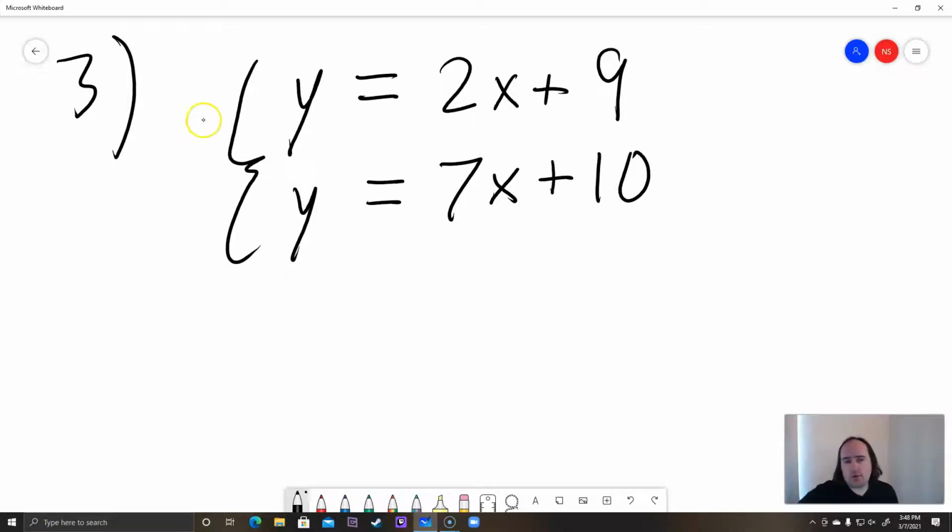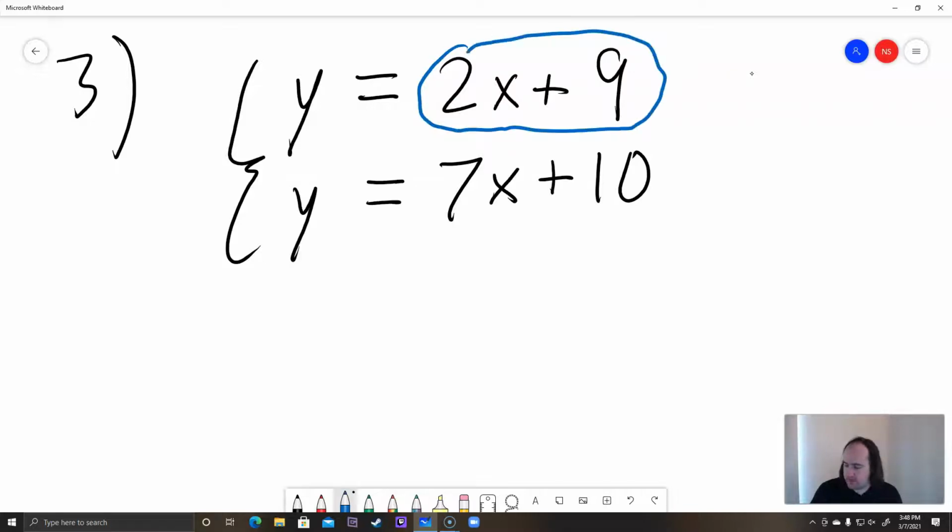So we're going to look at one of these equations. Interestingly enough, both of them are already solved for y, but that's actually going to make it easier, right? For example, I could choose the top one, which is already solved for y. So I can plug in 2x plus 9 from the top equation in for y in the bottom equation. So what's that new equation going to be?